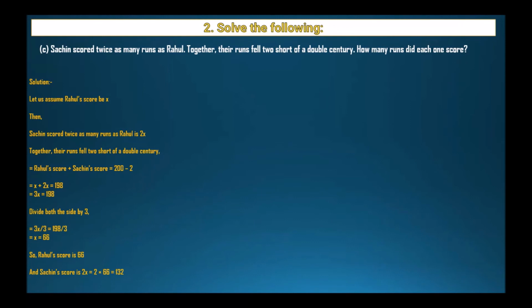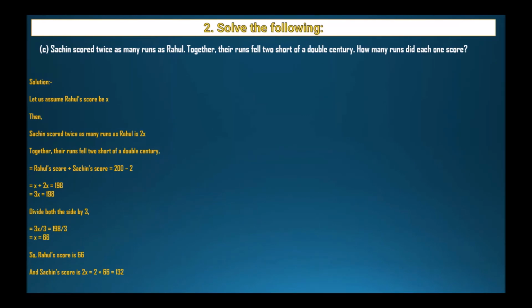Next, Sachin scored twice as many runs as Rahul. Together their runs fell two short of a double century. How many runs did each one score? Let us assume Rahul's score be x. Then Sachin scored twice as many runs as Rahul, means 2x.